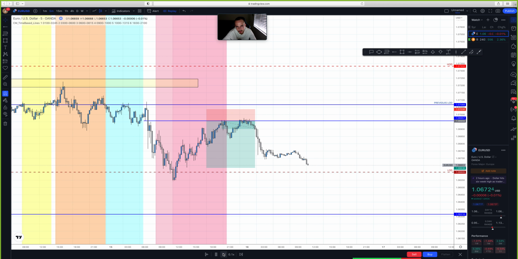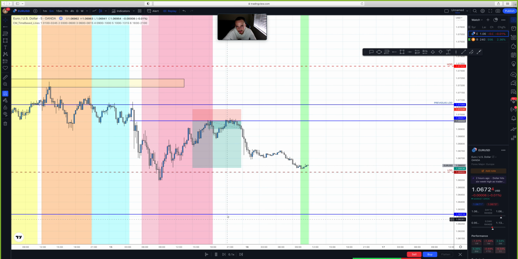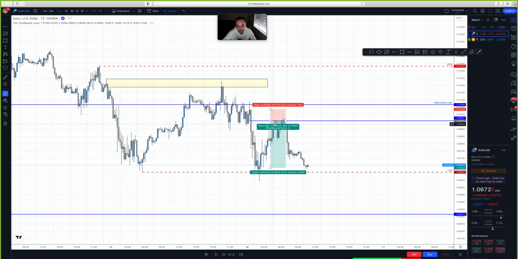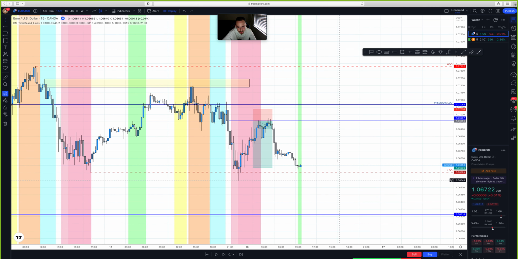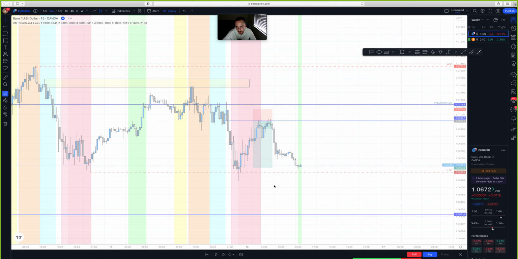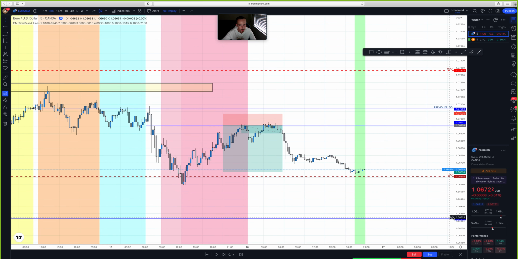That hit around 12:30 in the afternoon. So notice now, after we hit this area of supply right here, how we're continuing to the downside. But something I wanted to point out real quick, just so you guys could see the importance of the highs and lows of days.